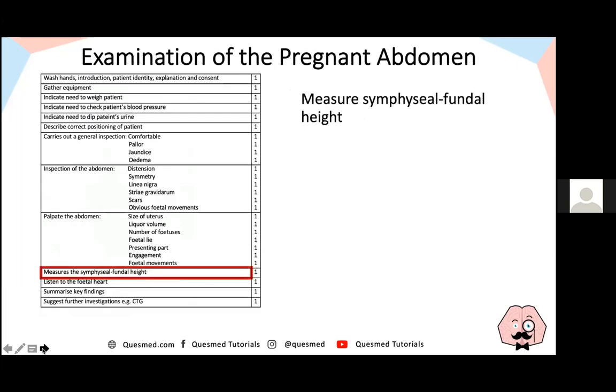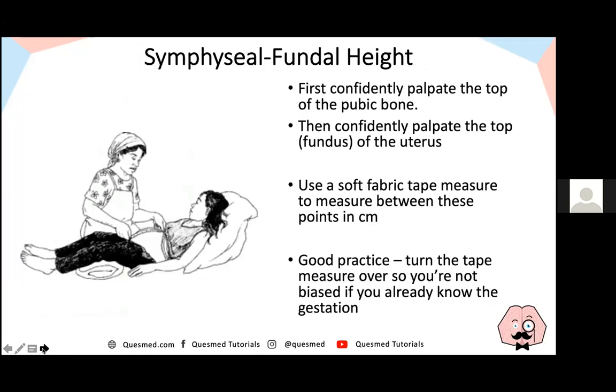So we then measure the symphysiofundal height. First, you want to confidently palpate your landmarks. Your landmarks here are the pubic bone and the top of the uterus, the fundus. You've probably already felt for that in your earlier palpation. You can use a soft fabric tape to measure this distance, and be sure to follow the natural curve of the abdomen. It's good practice in OSCEs to measure this blind, so they quite often like you to turn the tape measure over, just so that you're not biased if you already know what the gestation is.